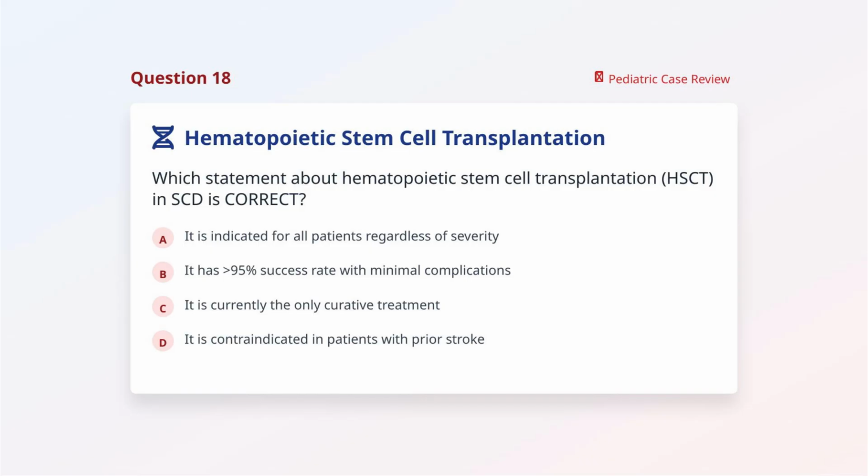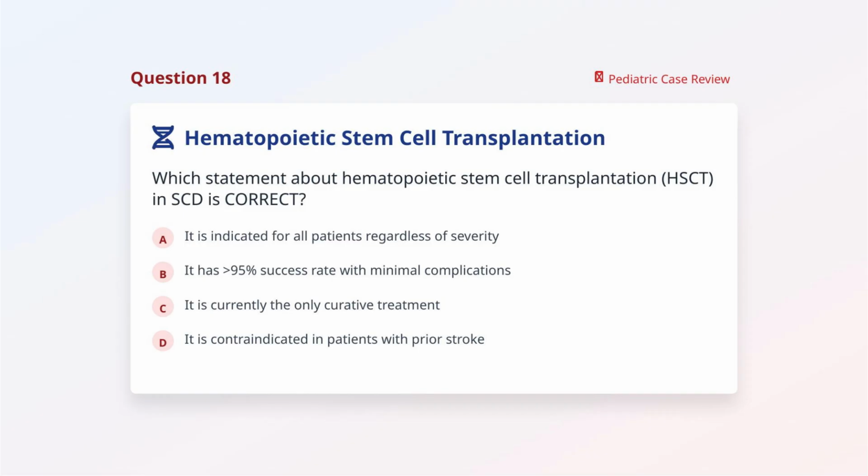Which statement about hematopoietic stem cell transplantation in sickle cell disease is correct? Option A. It is indicated for all patients regardless of severity. Option B. It has greater than 95% success rate with minimal complications. Option C. It is currently the only curative treatment. Option D. It is contraindicated in patients with prior stroke.